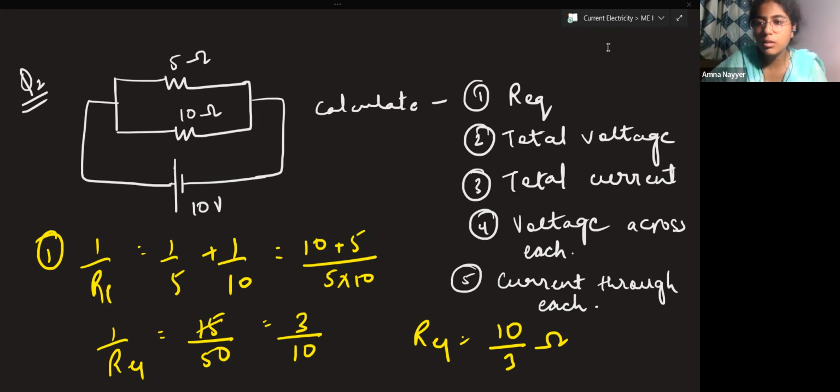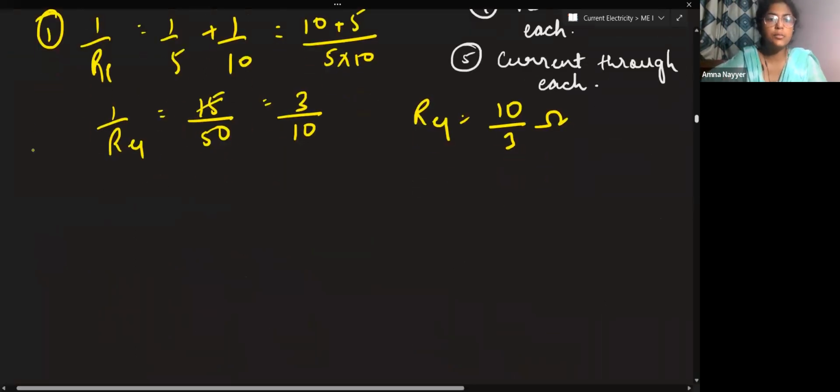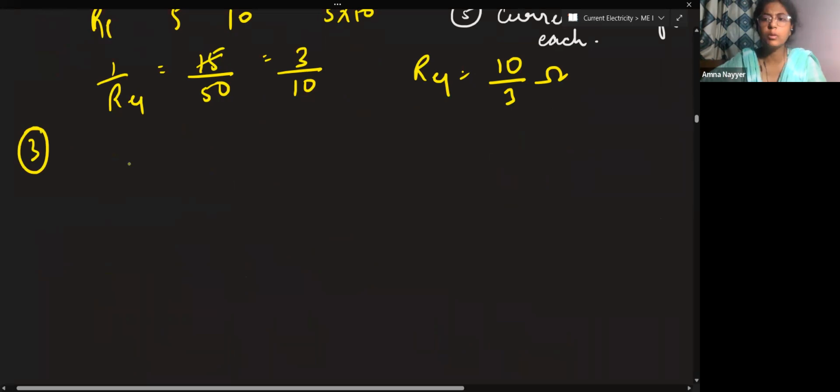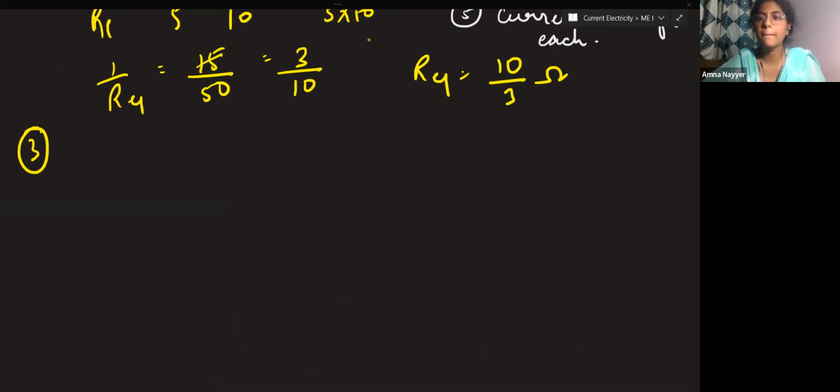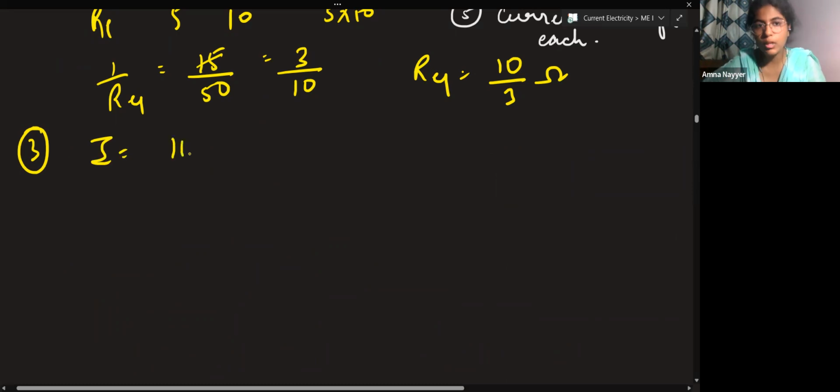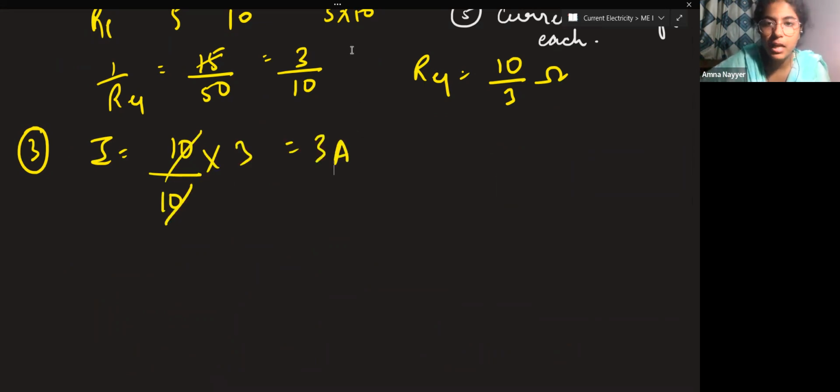Last part says what? Total current. So total current will be different, obviously. Total current we have to find out. If we know total resistance, we know total voltage, we can find out the total current. So third part says what? Second part is 10 volt. Third part says we have to find out total current. So current will be equal to what? Voltage is 10. Equivalent resistance is 10 by 3. So that becomes 3 amperes. Did you get it?